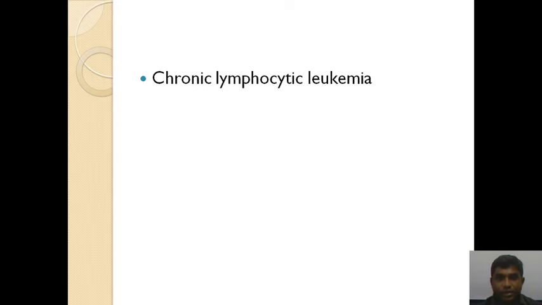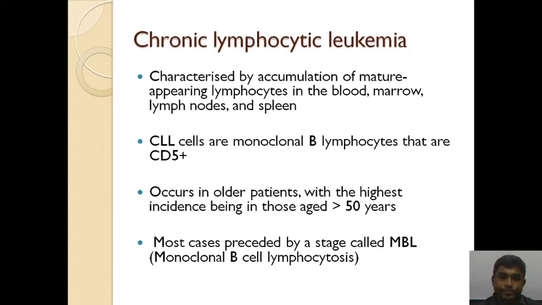The most common one is chronic lymphocytic leukemia or small lymphocytic lymphoma. When it is presenting in a leukemic picture, meaning with lymphocytosis, it is called chronic lymphocytic leukemia. But when it presents as a nodal mass or as a mass lesion, it is called small lymphocytic lymphoma. This is characterized by accumulation of mature appearing lymphocytes in the blood, bone marrow, lymph nodes and spleen, and these are monoclonal B cells. So what are these monoclonal B cells? We'll come to it in a bit.